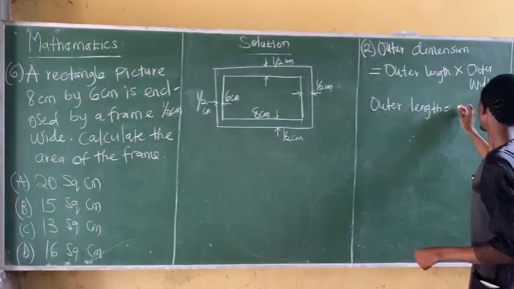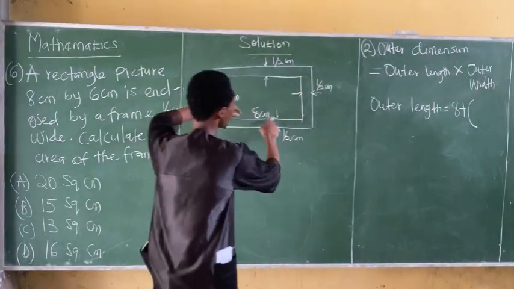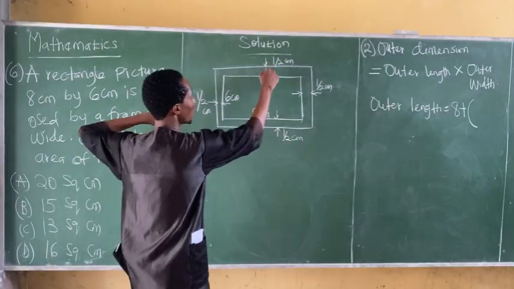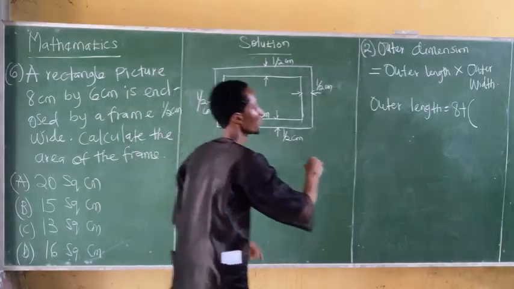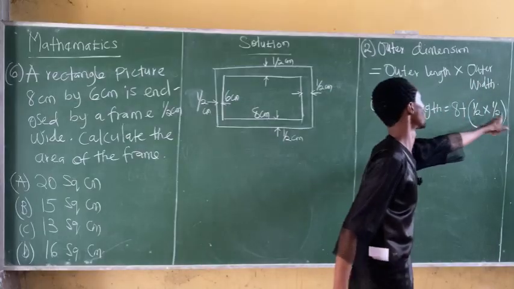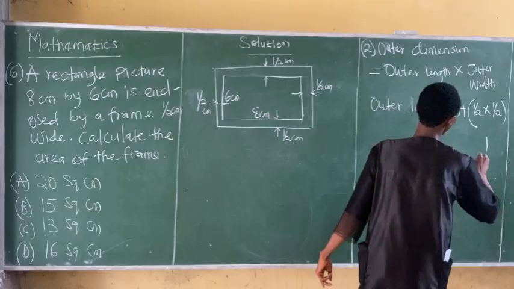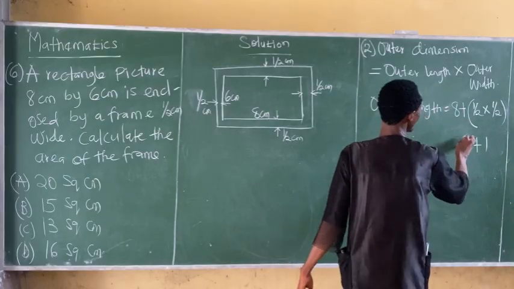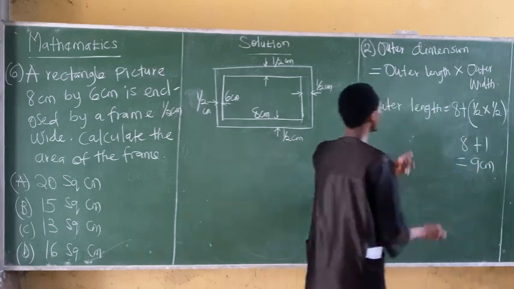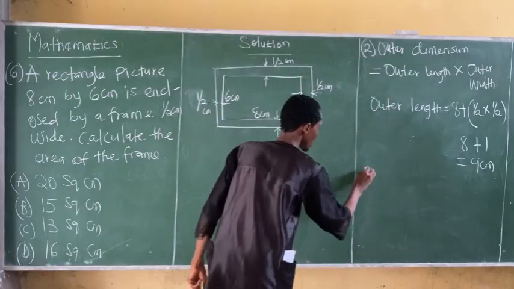Now, outer length is equal to 8 plus, here, this is the length, right? 8 cm. So we have 1/2 times 1/2. We have two lengths here for the frame. So we have 1/2 times 1/2. When they multiply themselves, you have 1. So we have 1 here plus 8. 1 plus 8 will give us 9. Therefore, the outer length is 9 cm.